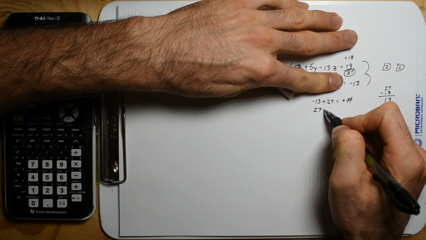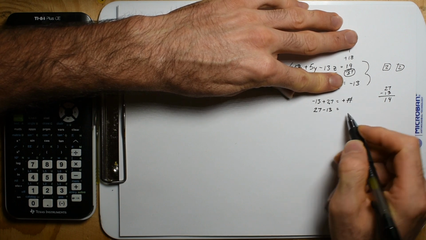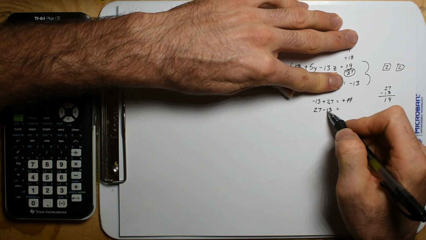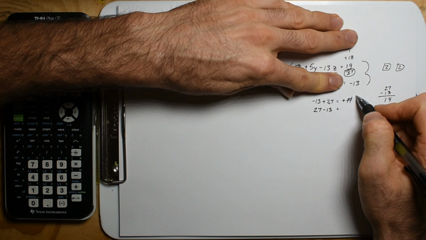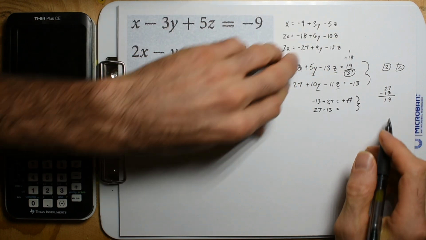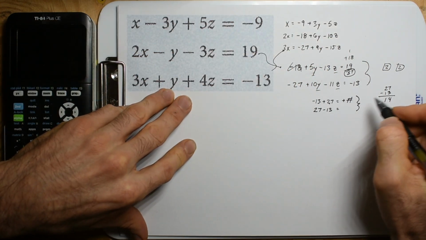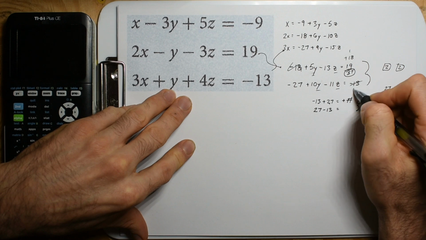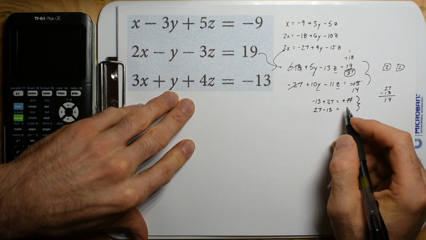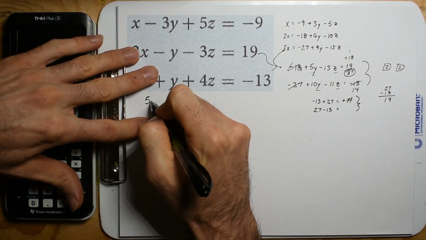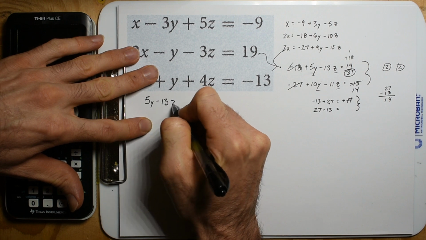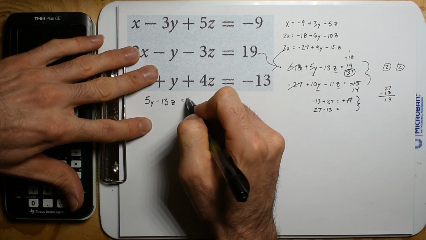I've never done that before in my life. Holy, look at that. That was magical. That's just 27 minus 13, we just proved that. So that's sweet. And that's going to be 14, so we're going to go 14 there. All right, let's clean this up. So we have 5y minus 13z is equal to 37.